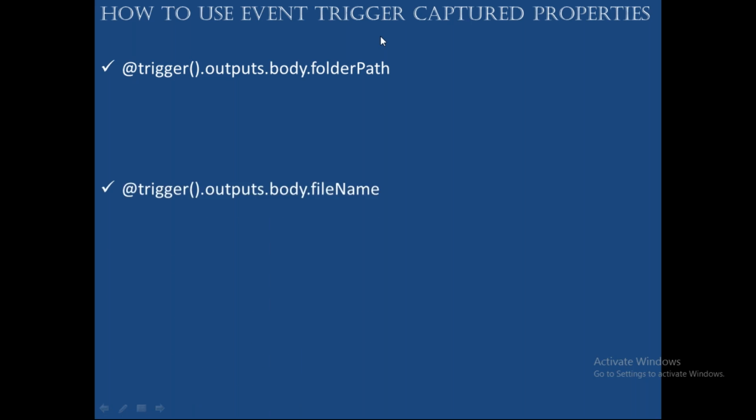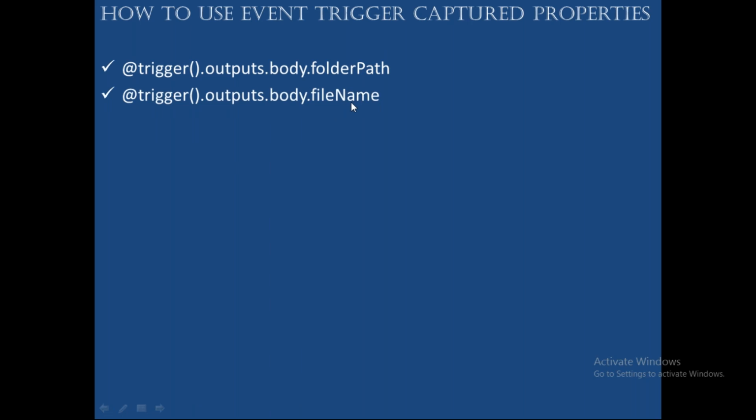So how to use an event trigger? Captured properties. As I said, it is going to give you the folder path where you have uploaded the file and the uploaded file name. Those two things it will give, folder path and file name. These two things you can take dynamically and use. I will tell you how you can use them, but these are the two queries you are going to use to fetch that folder name and file name.